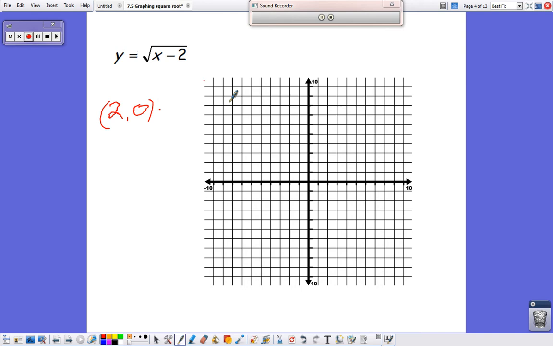So since we want the opposite, we start here. We're going to start at 2, 0, and then it's going to be our half a U. Okay? Alright, so let's take a look at another one.